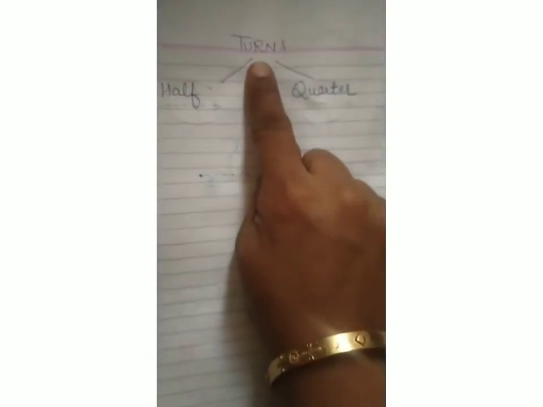Children, now I will teach you about the turns. There are 2 types of turns, half turn and quarter turn. So how am I going to explain you about this?